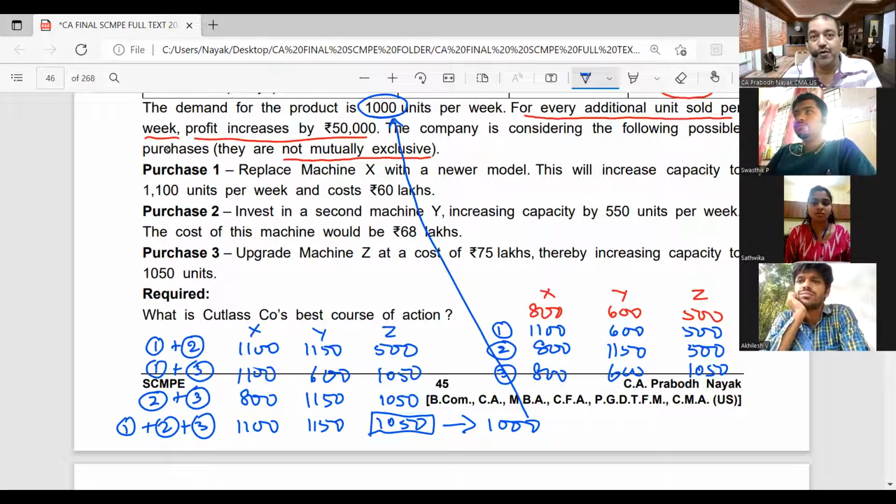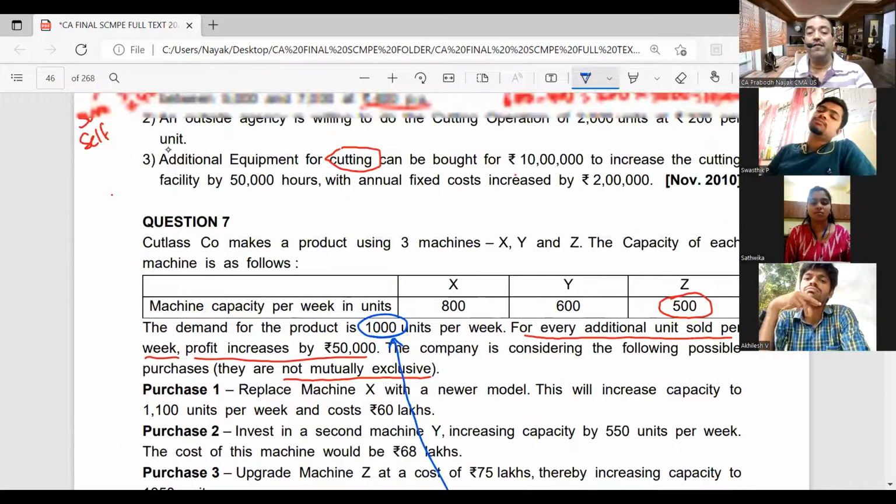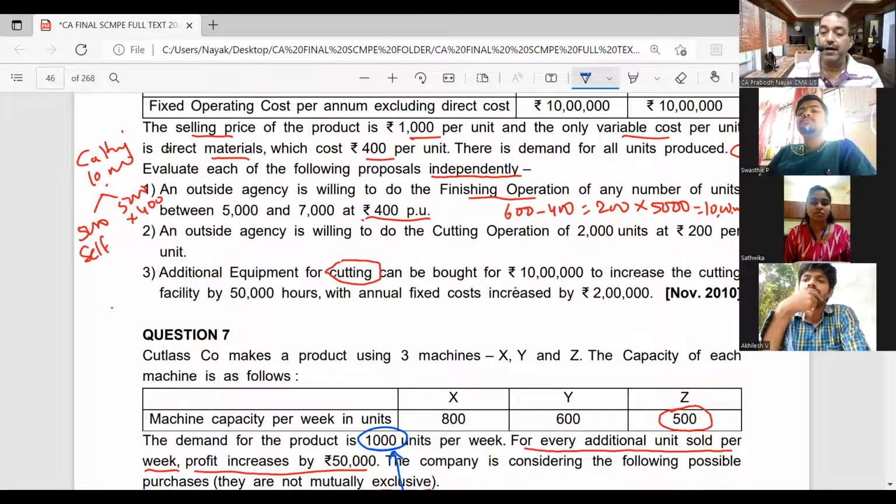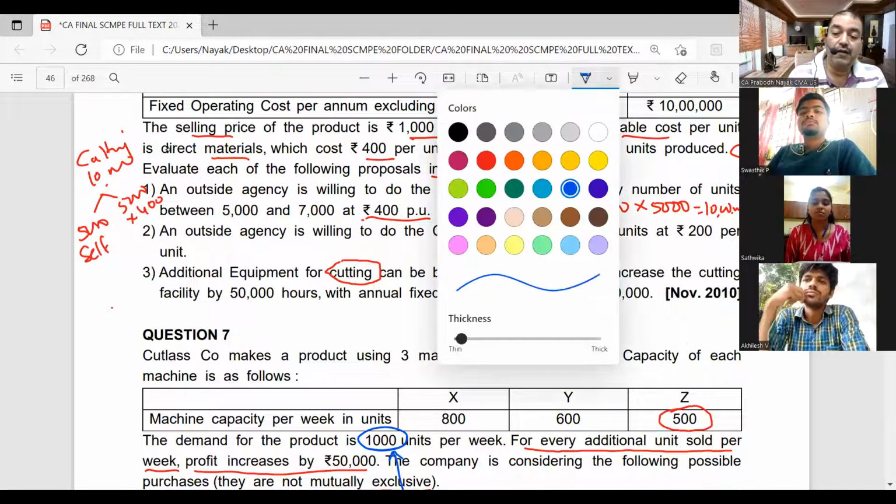So problems are quite interesting here. You have to watch out for all the possible combinations. That is why when I say not mutually exclusive, the problem becomes a little bit more interesting, to see what combination will give me the best possible output. So this is the difference between two problems which look similar but are not similar. And this goes to show that every word in the problem is important. So in the first case, what was important? That we are considering the proposals independently. So I pointed out over here that it is independently.